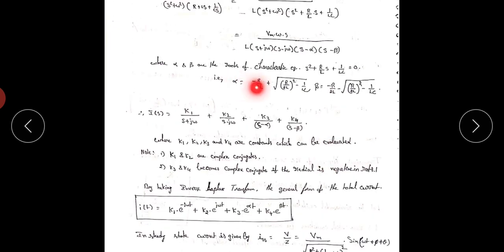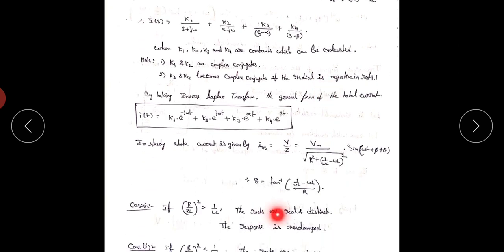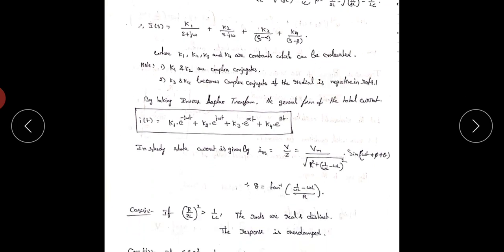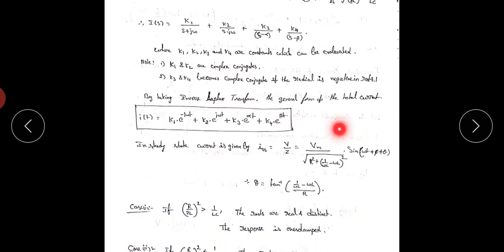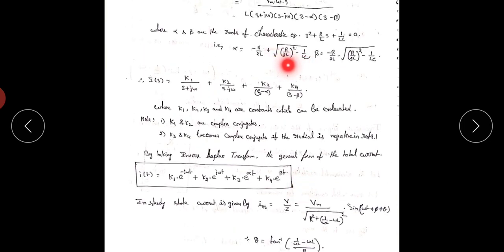Here the characteristic equation's roots are alpha, beta. So based on these two values, alpha and beta, the response changes. If (R by 2L) whole square is greater than 1 by LC, the roots are real and different, so the response is called overdamped response. If (R by 2L) whole square is less than 1 by LC, the roots are complex conjugate. In that case, the response is called underdamped response. If (R by 2L) whole square equals 1 by LC, the square root term becomes 0. So alpha equals minus R by 2L, beta equals minus R by 2L. In that case, the roots are real and equal, so the response is called critically damped response.